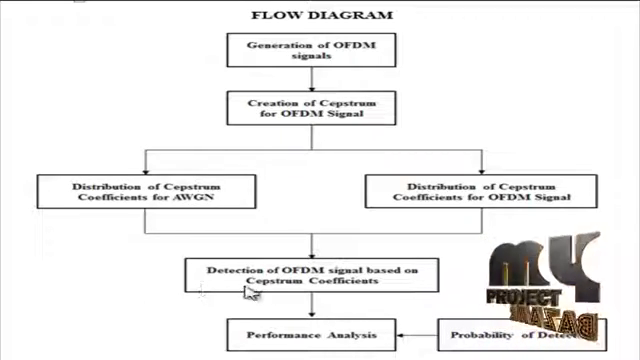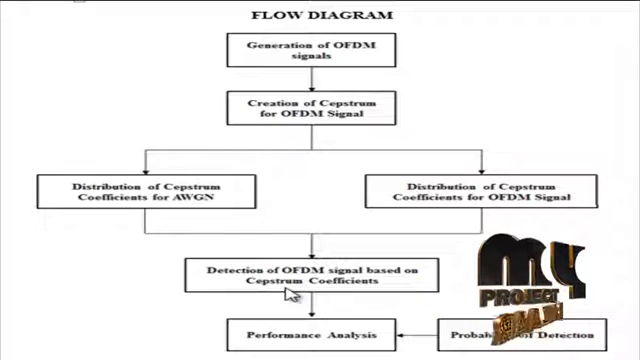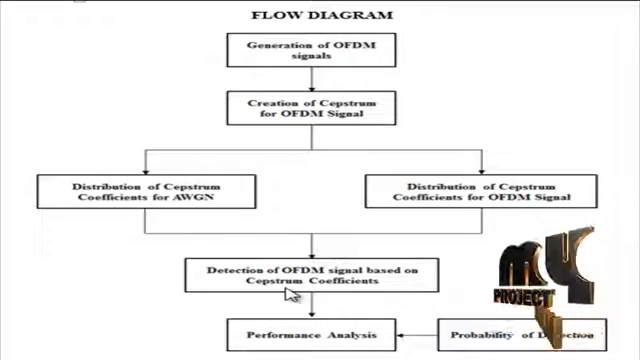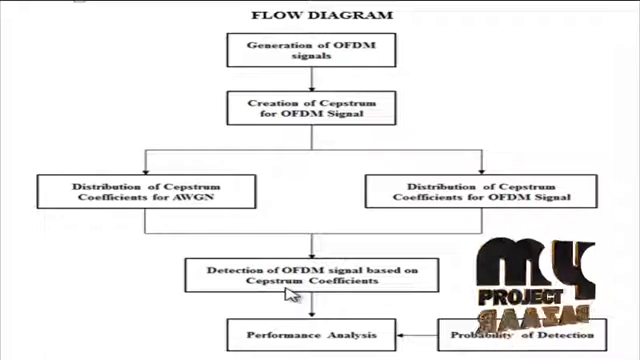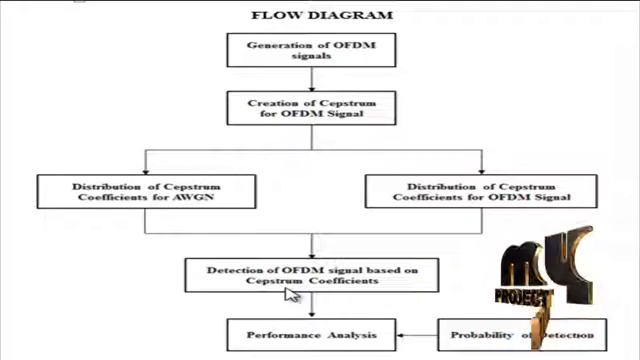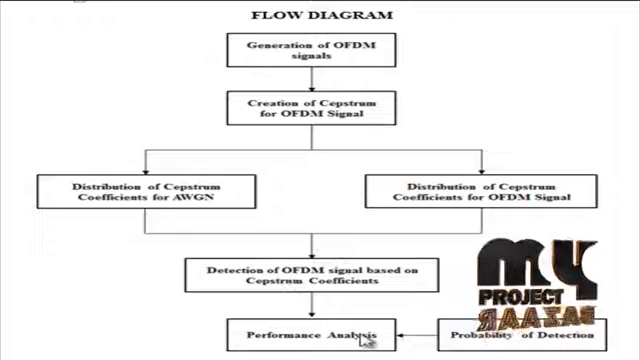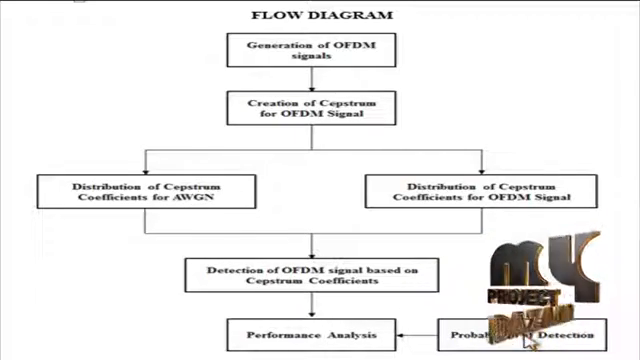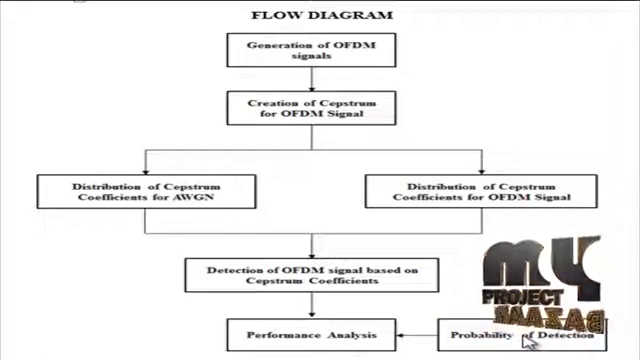Finally, the detection algorithm is formed by a binary hypothesis test, where the null hypothesis represents that the received signal contains only AWGN, while the alternative hypothesis means that the OFDM transmission is active. Finally, we estimate the probability of detection in the performance analysis part.